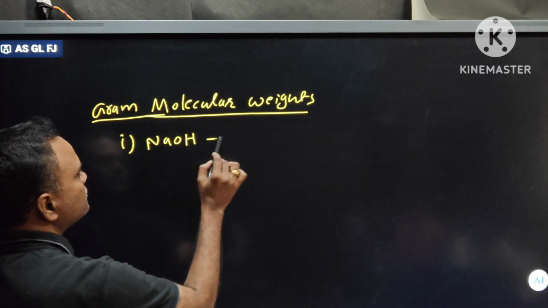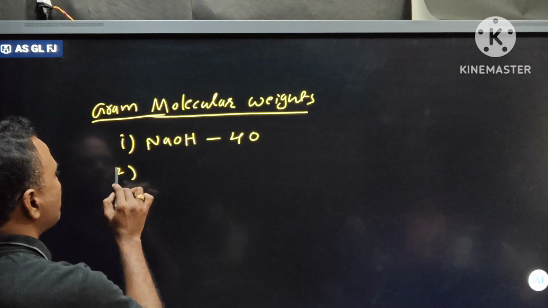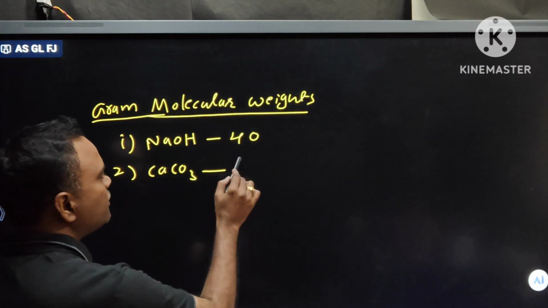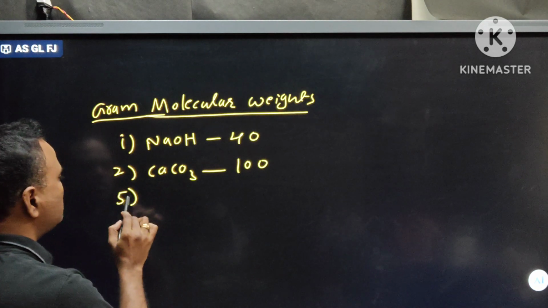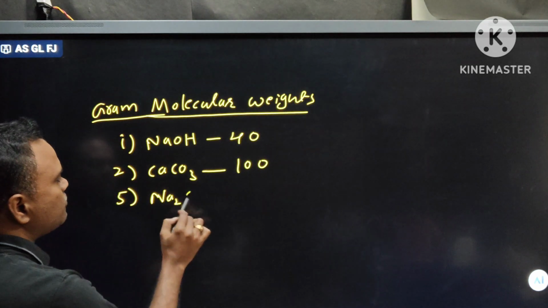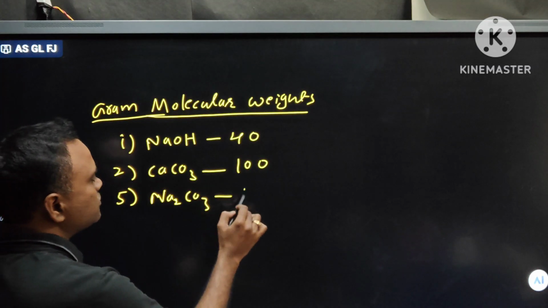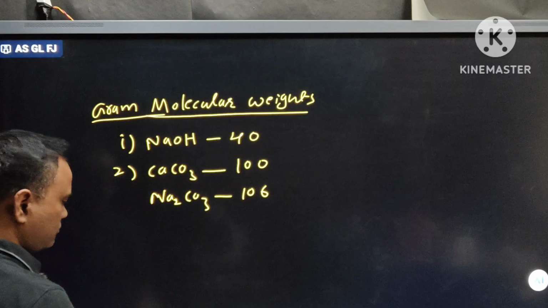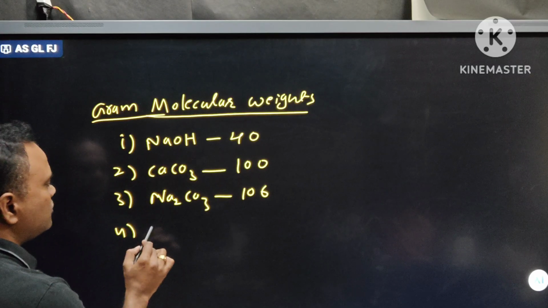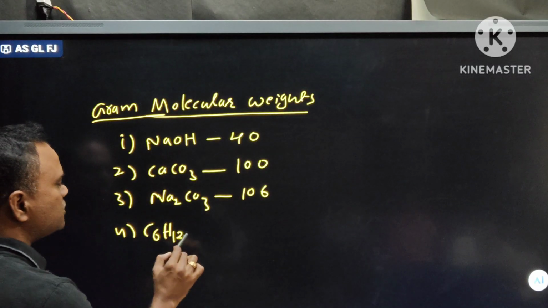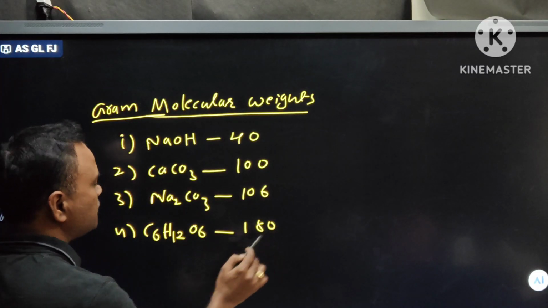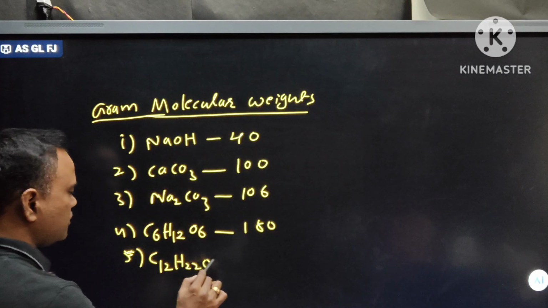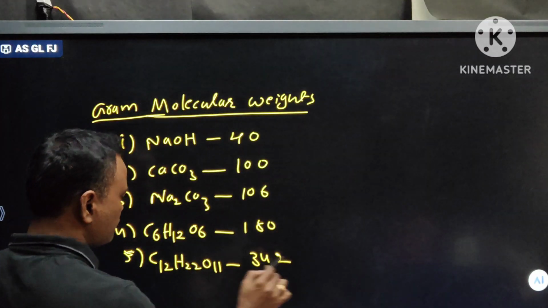NaOH, sodium hydroxide, 40. Limestone, calcium carbonate, 100. Sodium carbonate, Na2CO3, 106. Glucose, what is the glucose formula? C6H12O6, 180. Sucrose, C12H22O11, 342.